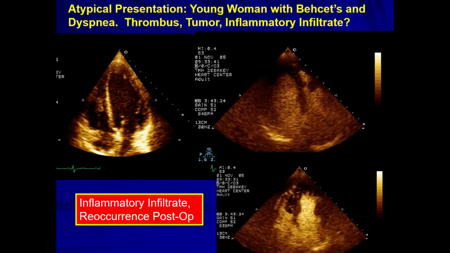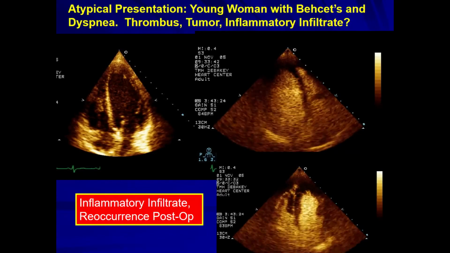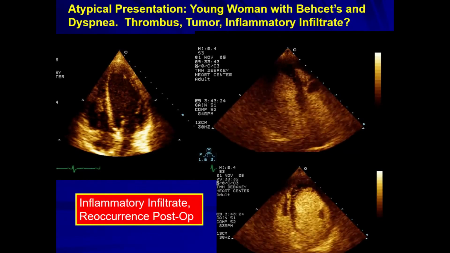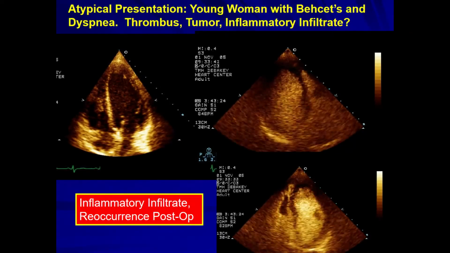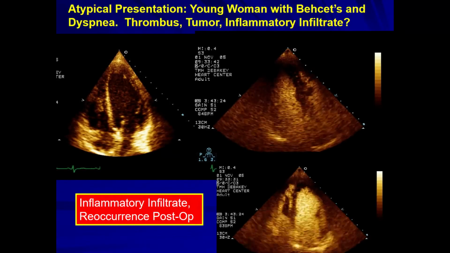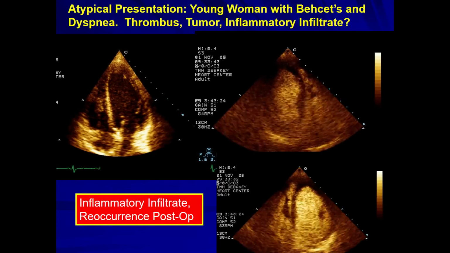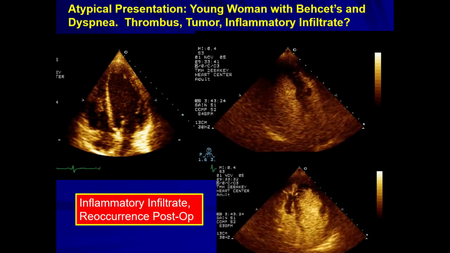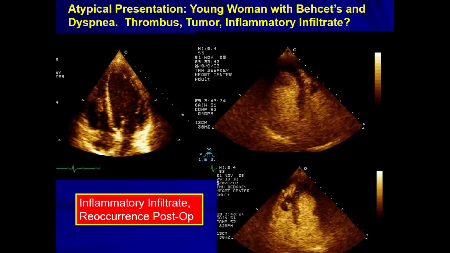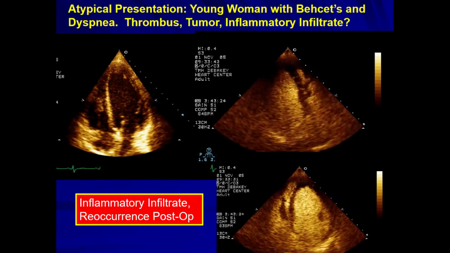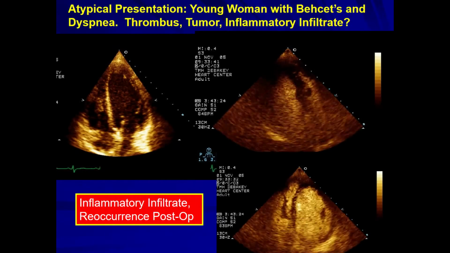Okay, so this is another atypical presentation where a young woman with Behçet's presented with dyspnea, and she was found to have very thick RV chordae. You can see on the contrast enhanced images, especially the one down below, how thick it is, and it really did look like some sort of pathologic mass. So she underwent surgical removal of this and reconstruction of all those chordae in the RV. This was subsequently determined just to be inflammatory infiltrate, and she had a recurrence post-op on those artificial chordae.